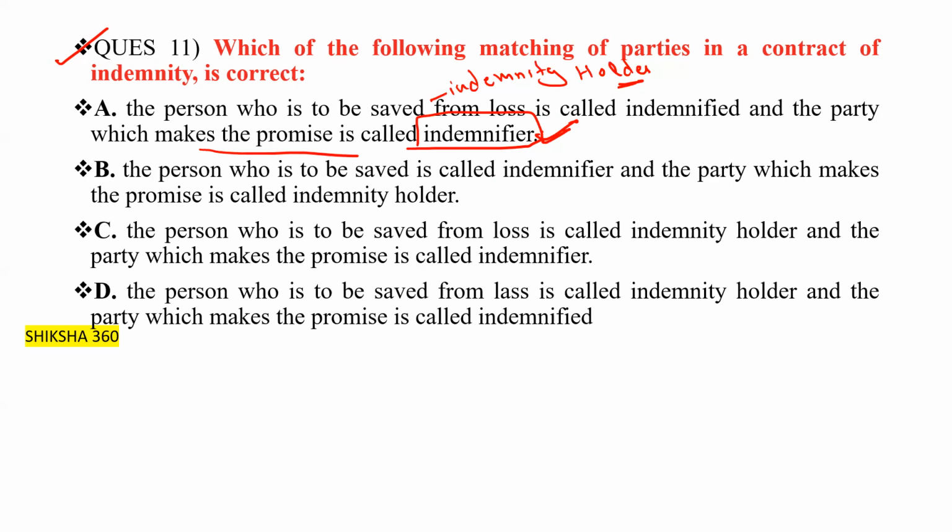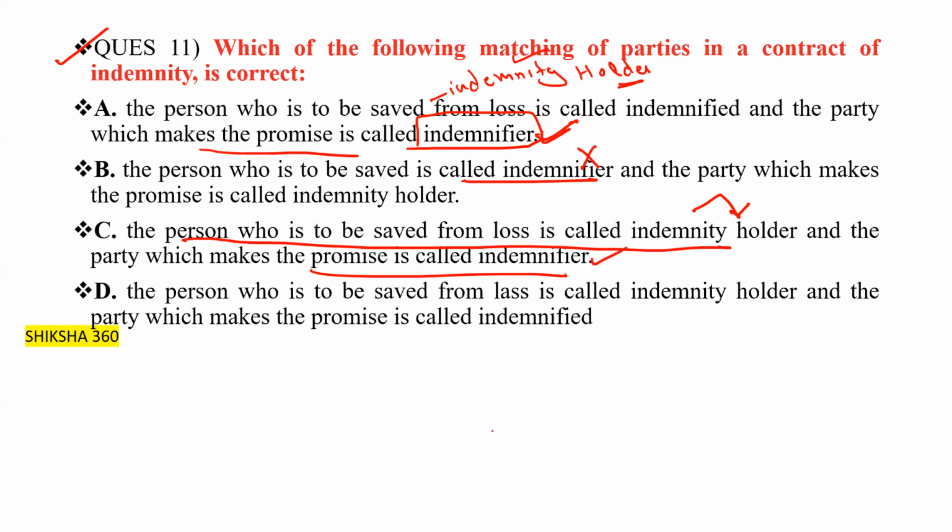But the above option is wrong. Option B says the person who is to be saved is called the indemnifier. No, that person is called the indemnity holder. The person who is to be saved from the loss is called the indemnity holder. This one is correct. And the party which makes the promise is called the indemnifier.